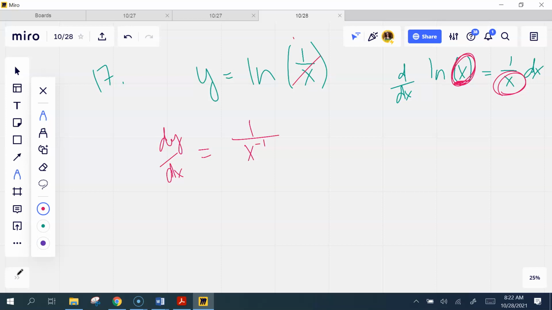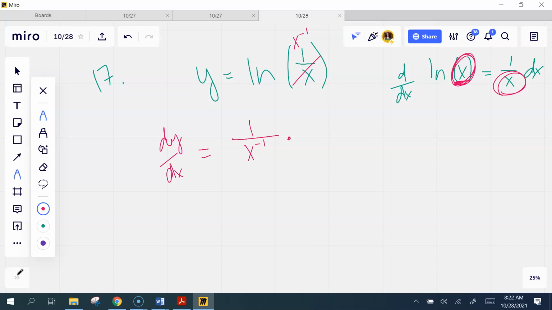Sure, because the derivative of natural log is 1 over x. Would you not put that at the top? I would, but right now I want everybody to see where it's coming from, so I didn't. I'll go back and change it in just a minute.